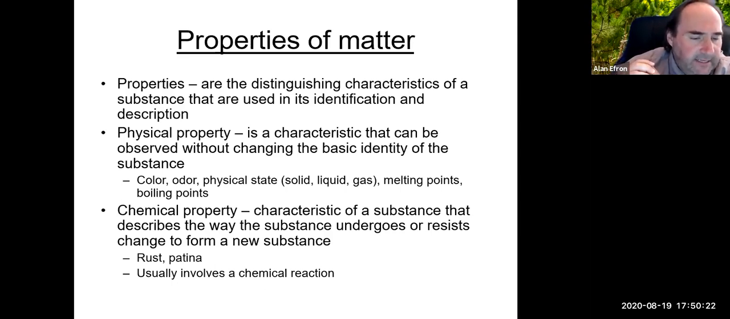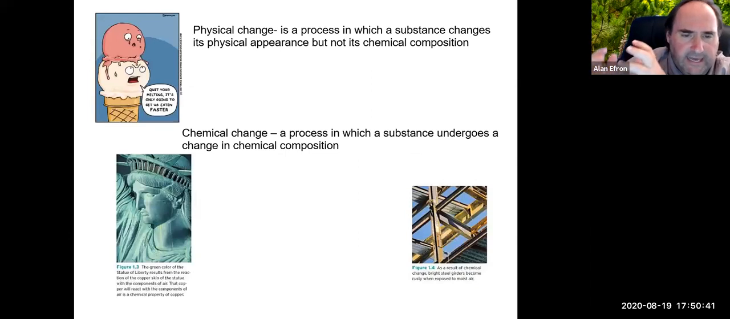A lot of times that involves a chemical reaction happening, things like rust and patina. Those are examples of chemical changes that occur. So in general, when we talk about physical changes and physical properties versus chemical changes and chemical properties, the main difference, as we'll see on the next slide, is this idea. A physical change is a process where the substance changes in appearance, but fundamentally, what you start with and what you end up with are exactly the same thing.